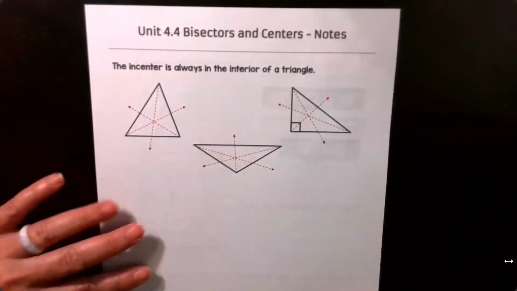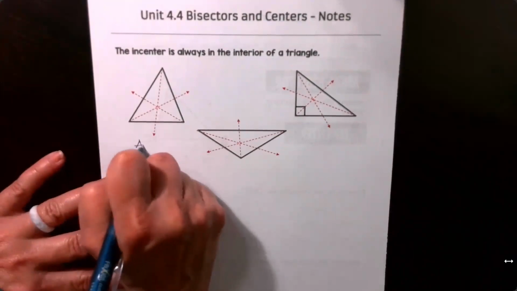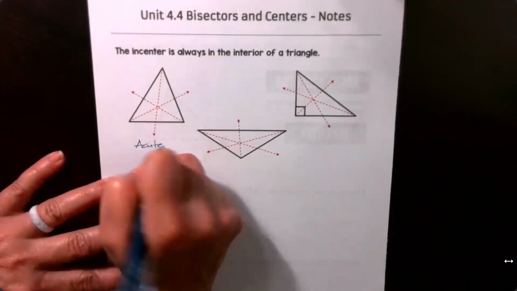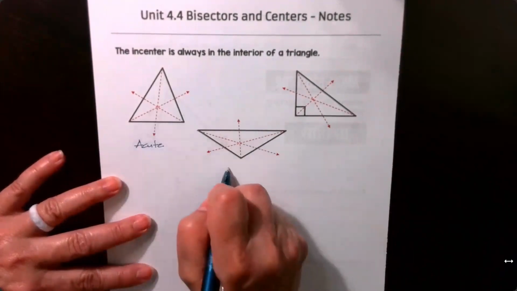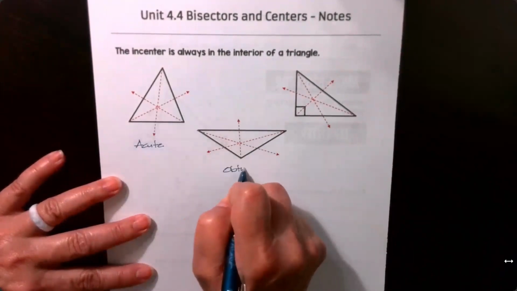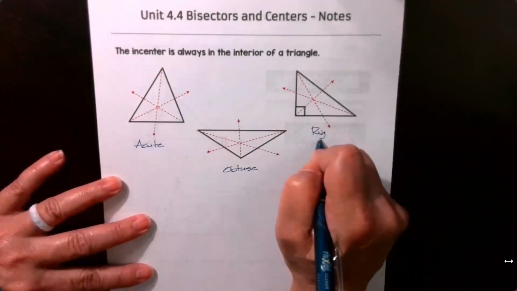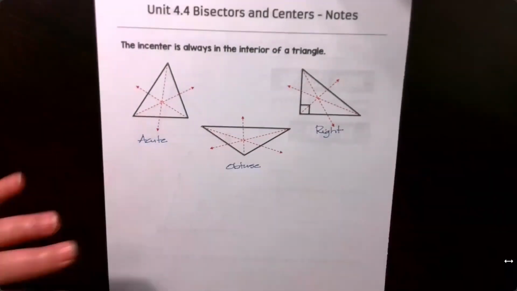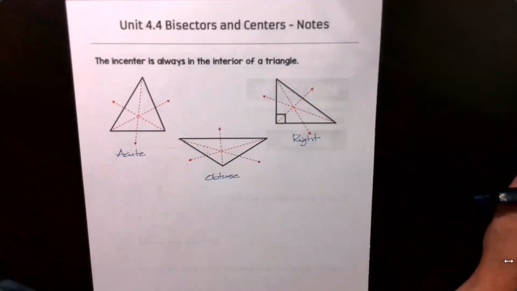So just as we've done in the previous triangles, in an acute triangle, the incenter is located inside, the same for obtuse, and the same for a right triangle. So the incenter is always found in the interior of the triangle, and it is where the angle bisectors are concurrent.